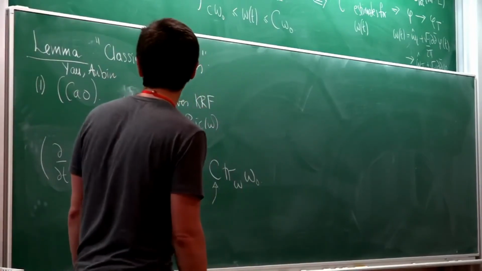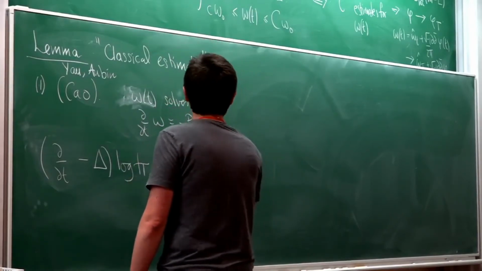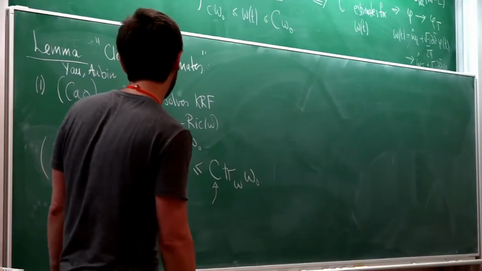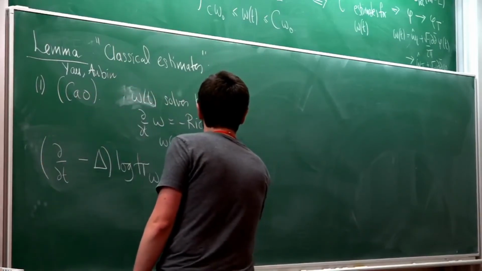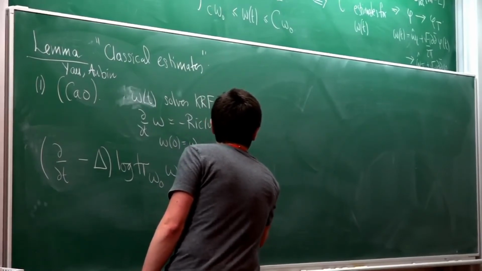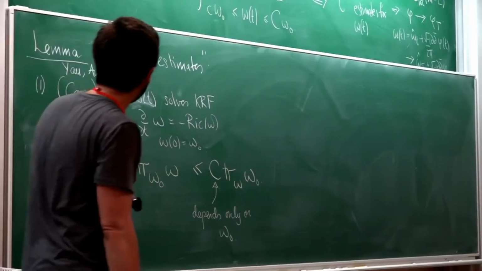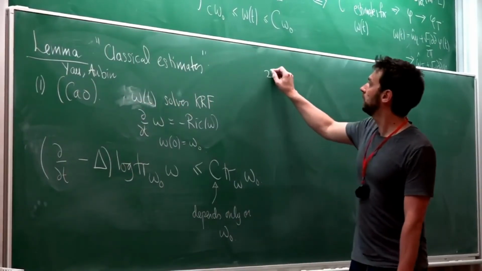So this depends only on the lower bound of the bisectional curvature of omega naught. Let's just say it depends only on omega naught. I don't really care what it depends on exactly. Okay. And then number 2.